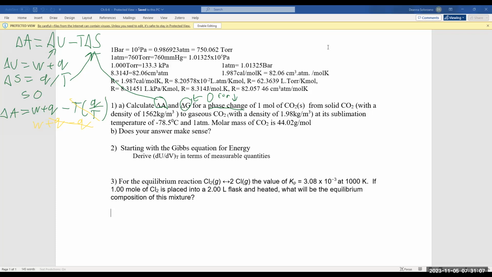Okay, which leaves delta A is equal to work, which work is equal to, well, the derivative of negative PV, but that's going to become negative P delta V. Delta V is V final minus V initial, where V is equal to mass over density.